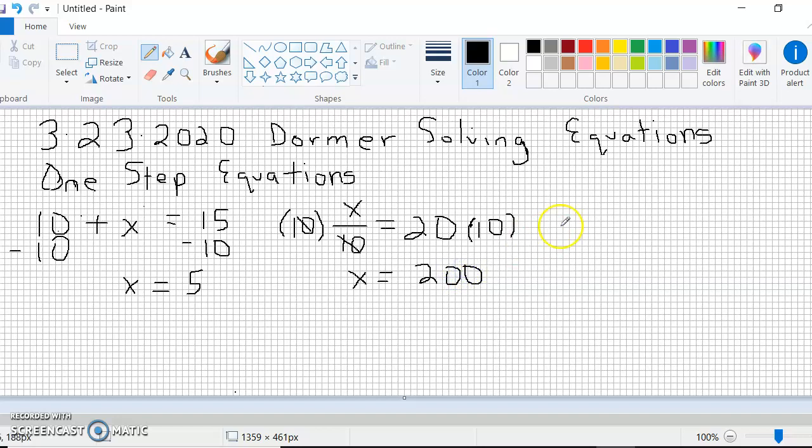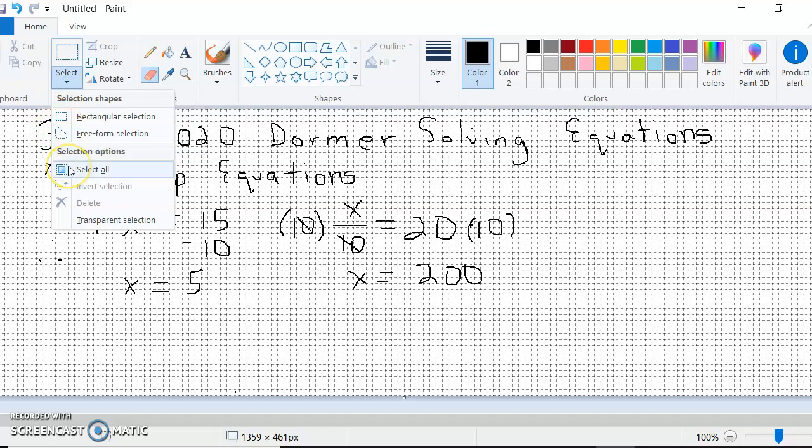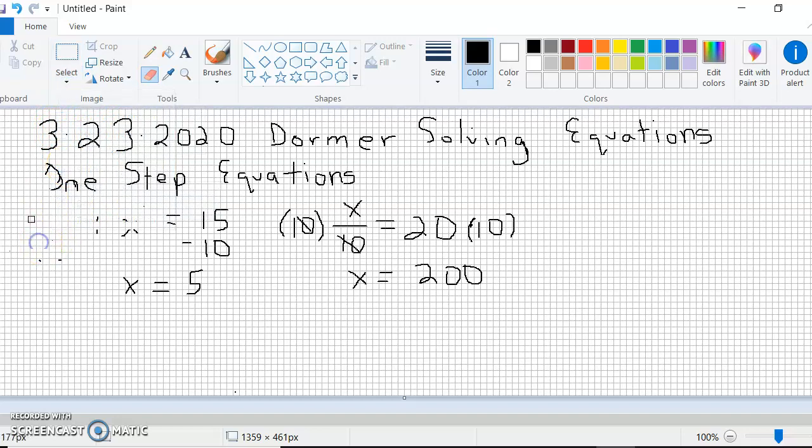Okay, so this is one-step equations, and we have done this before. I'm going to go ahead and erase that, and you should have that written down. Or if you need to pause, go ahead and write it down. Now we're going to move into what are called two-step equations. Let me go ahead and erase that.